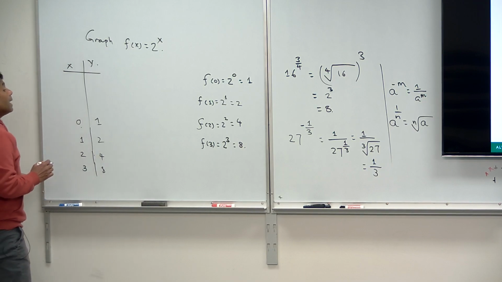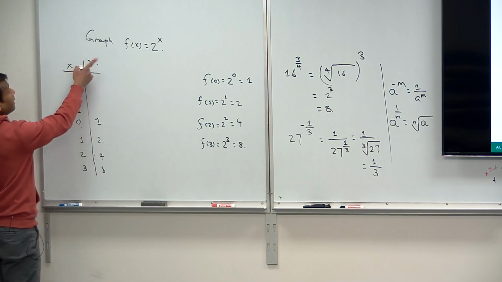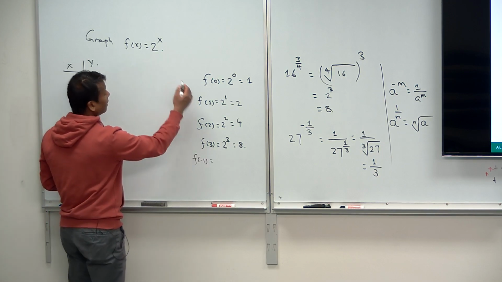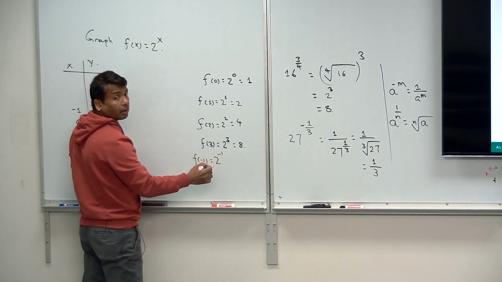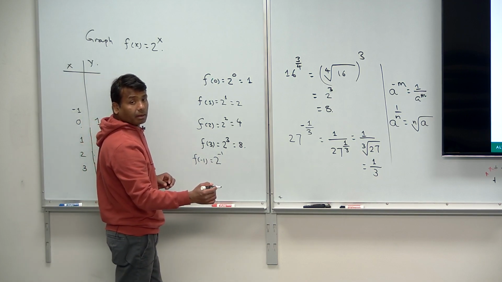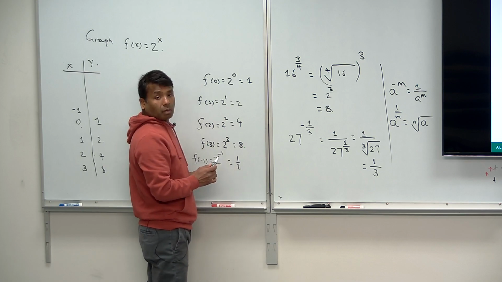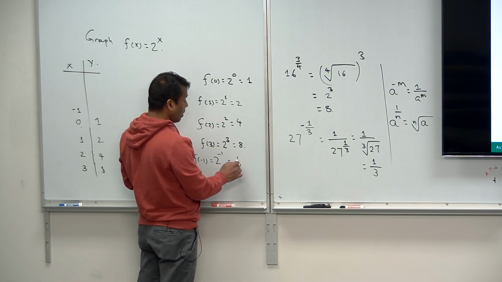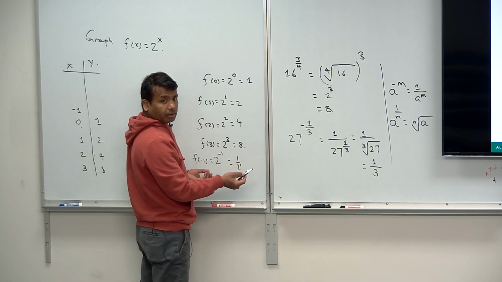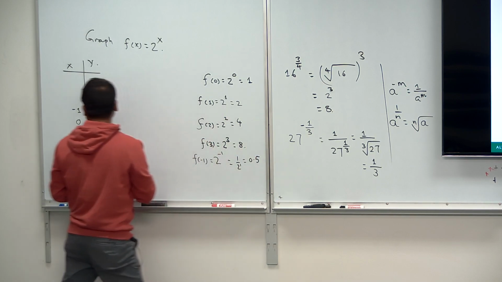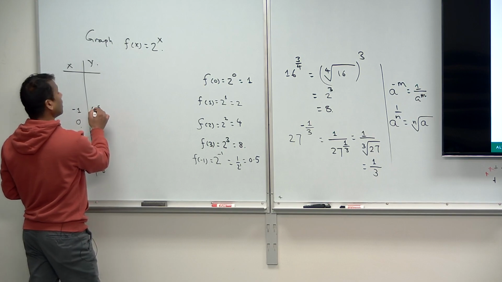Now if you plug in -1, what is f(-1)? 2 to the power -1, right? So what is 2 to the power -1? It's 1 over 2 to the power 1, which is 1 over 2. So 1 over 2 is what? 0.5. So this is 0.5.